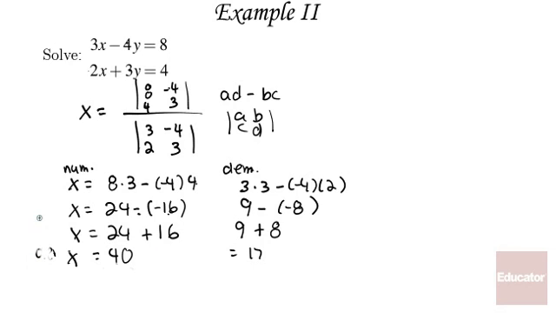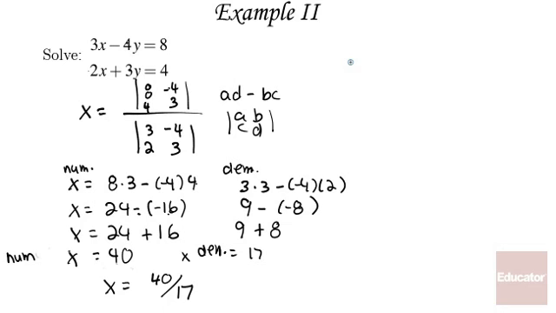So this is my numerator right here, and I have my x denominator right here. And this is going to give me x equals 40 over 17. Okay, so I found my determinants: this one consists of the x coefficients and the y coefficients, this one is the constants and the y coefficients. I found the numerator right here, the denominator right here, and then I put those together, and x equals 40 over 17.